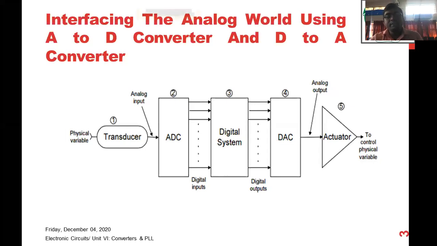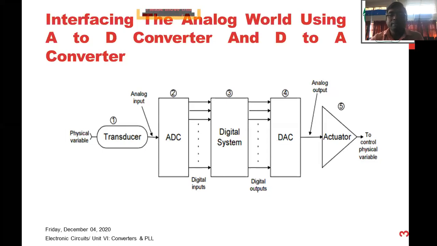Here you can see the physical variable, that could be temperature, pressure, flow, liquid level, anything. That is analog in nature. So it is passed through the transducer, the first element of this block diagram. The transducer converts it into the corresponding electrical signal, maybe a voltage or current signal, and the output of the transducer is the analog output. To display this reading, we first use an A to D converter.